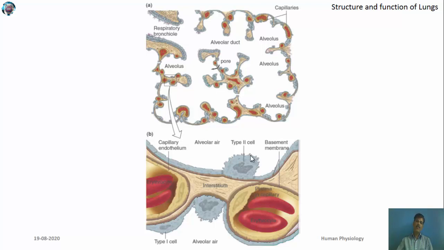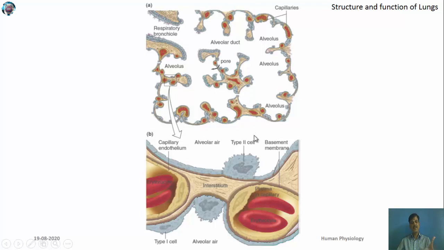In the alveolar sac, you can see that the air and the capillaries have less than a single cell thickness of space between the blood vessel, that is the blood, and the air.